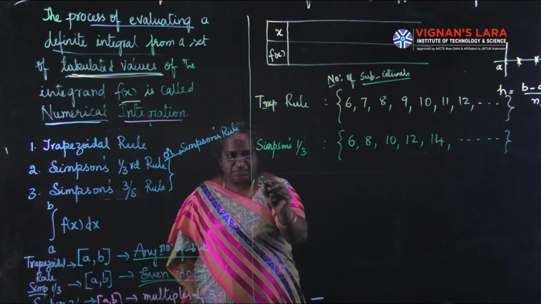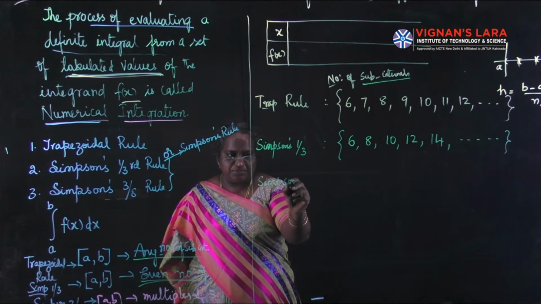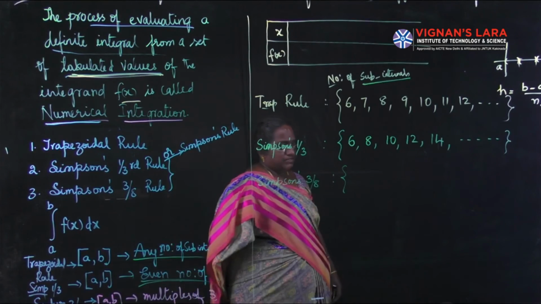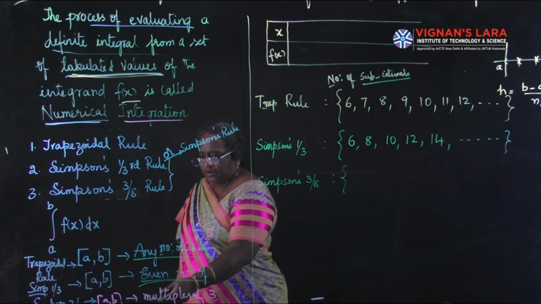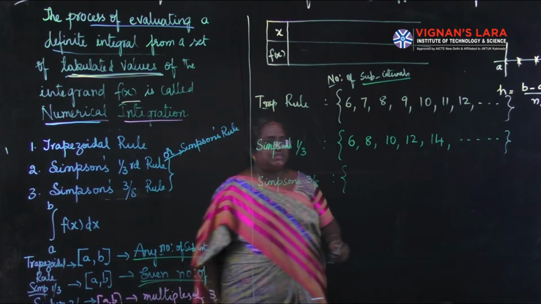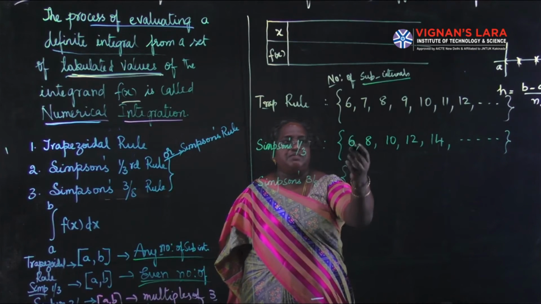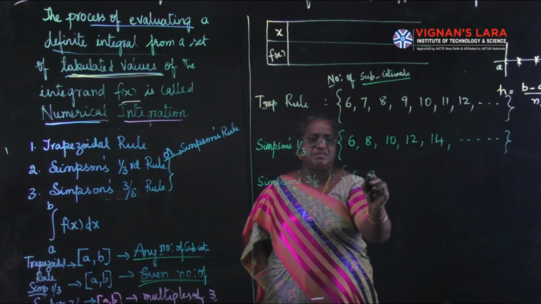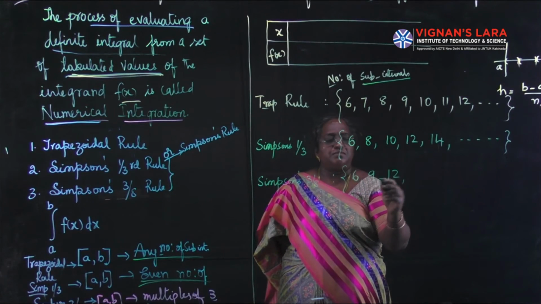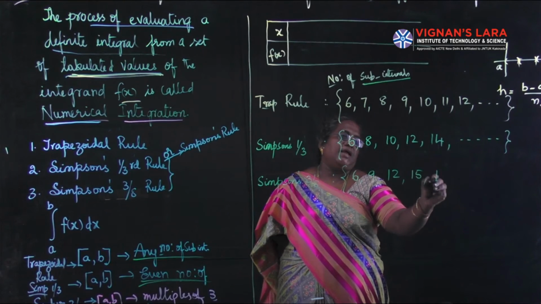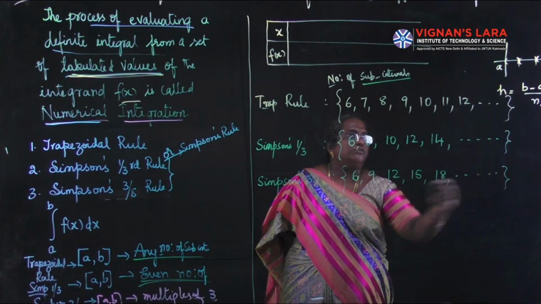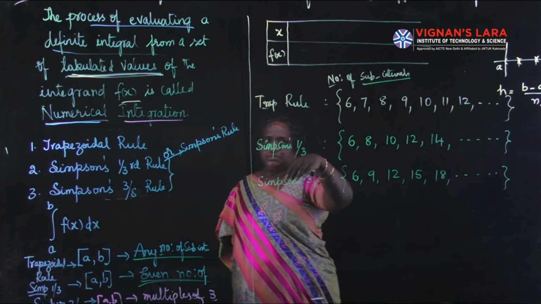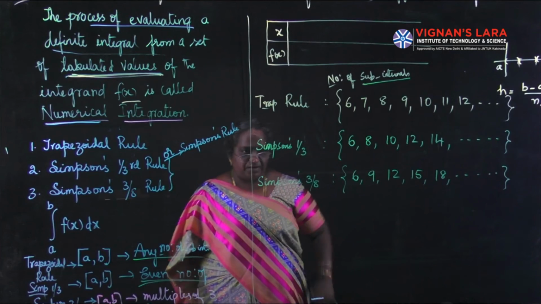Next, Simpson's 3/8 rule. What does it say about the number of subintervals? The number of subintervals should be a multiple of 3. Multiples of 3 means I will start with 6: 3 ones are 3, 3 twos are 6, 3 threes are 9, 3 fours are 12, 3 fives are 15, 18, etc. So these are the numbers of subintervals for the 3 different rules. I am taking a minimum of 6 subintervals.